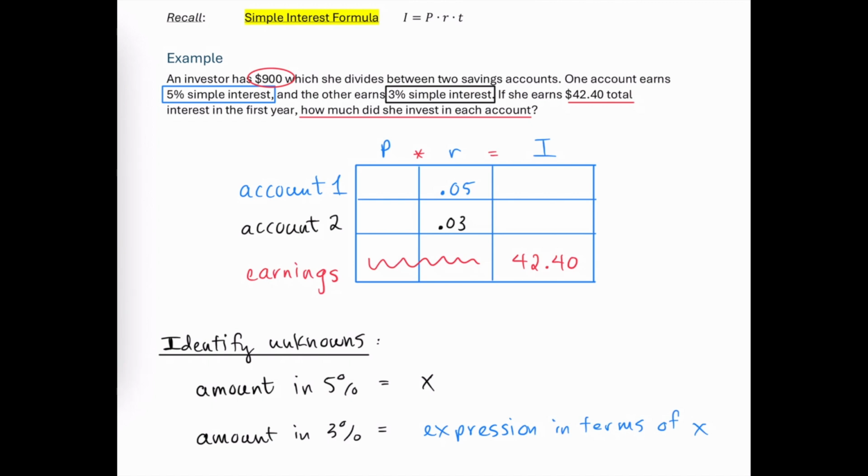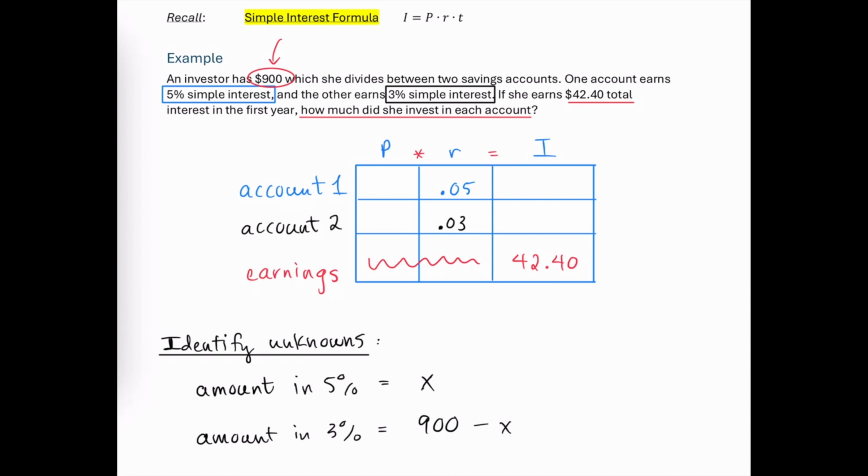We do not want to introduce another variable, which means we wouldn't want to call this y. If we introduced another variable, we would need to solve using a system of equations. But in this video, we're going to solve using a one-variable linear equation, so we need to keep everything in terms of that one variable. Remember, we had $900 initially, so our second unknown quantity will be the initial $900 that we started with minus however much we put in the first account. This is what remains to go in the second account.